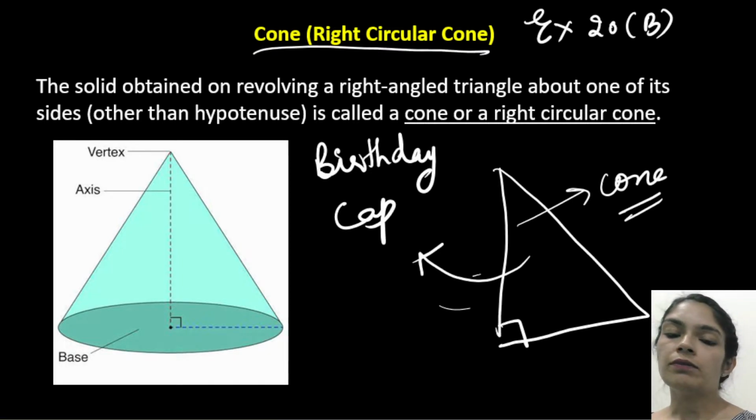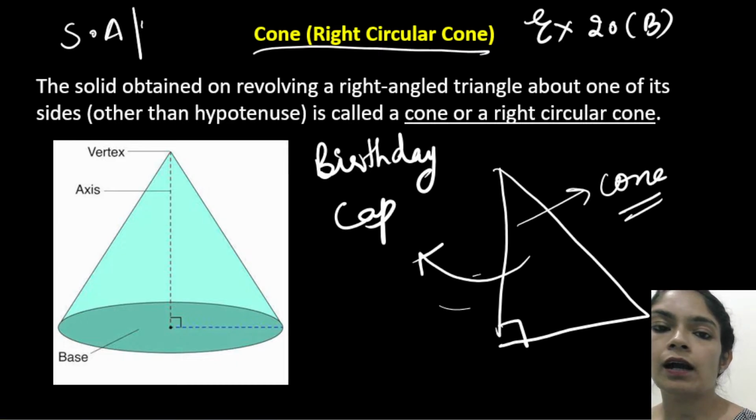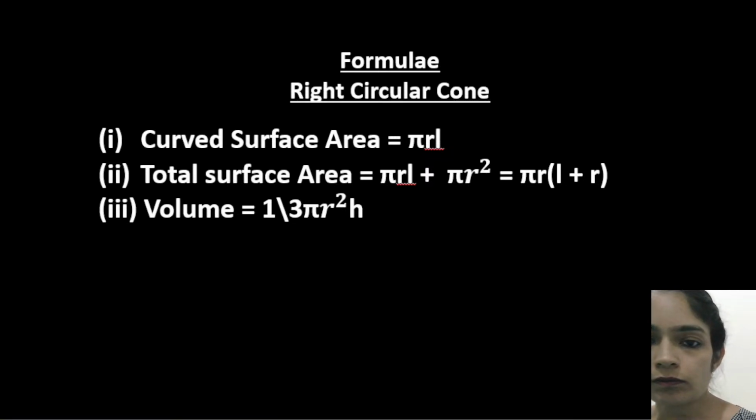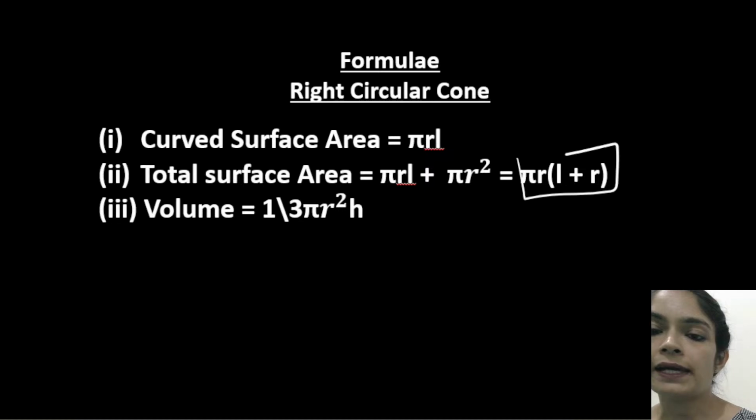Whatever we have done with the right circular cylinder, the same things we will be doing, questions where we have to solve surface area and volume of cone. So let's see the formulas. Three formulas are there for cone. Curved surface area is pi RL. Total surface area is pi RL plus pi R square, which you can also write as pi R into (R plus L). And then volume is 1 by 3 pi R square H.